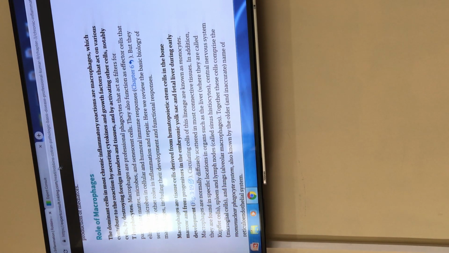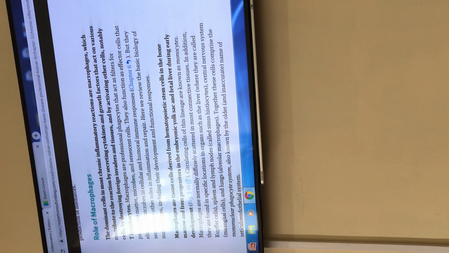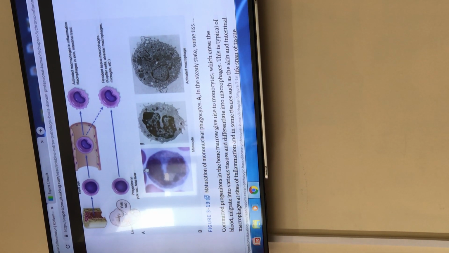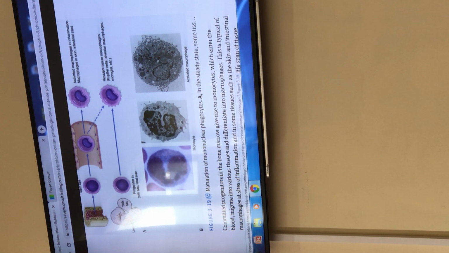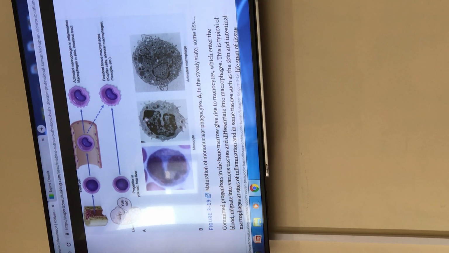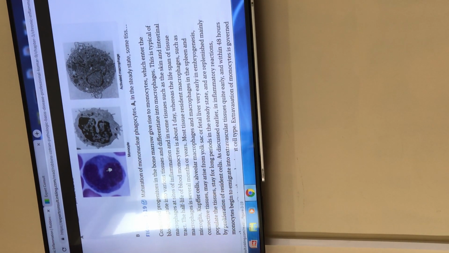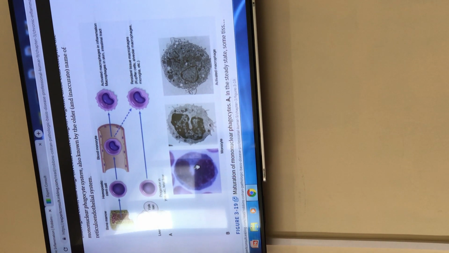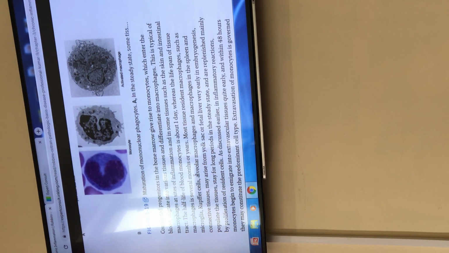So macrophages are the most important cells in chronic inflammation. It shows this is a monocyte with bean-shaped nucleus. This is in electron microscopy. So these monocytes, when enter tissues, they are called macrophages. So these are the most important cells in chronic inflammation.